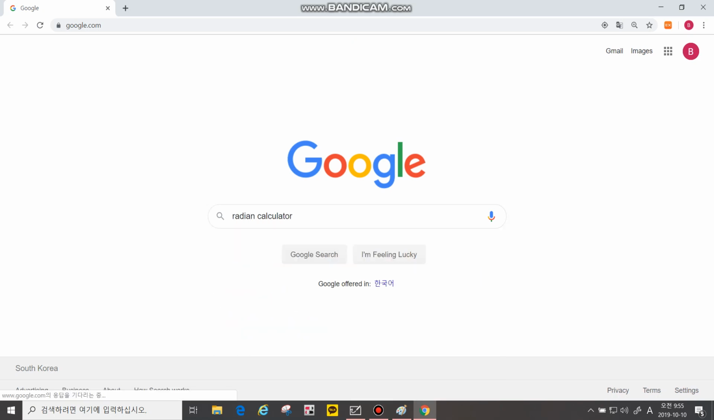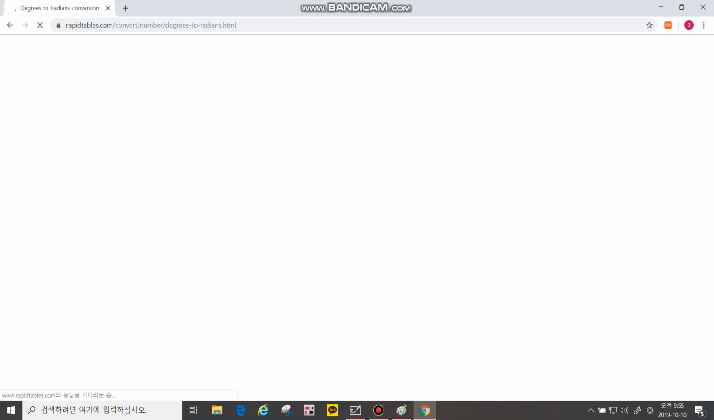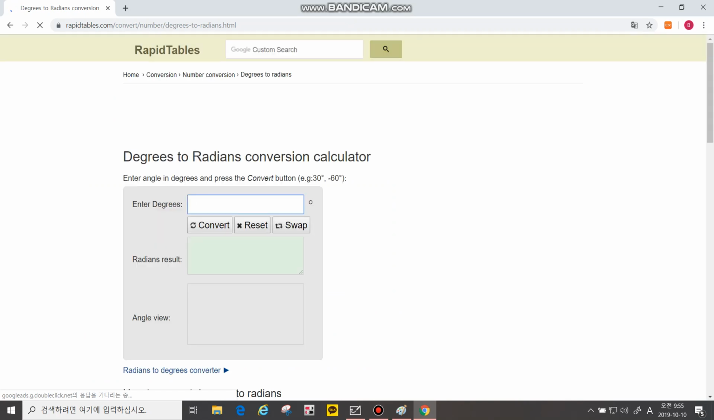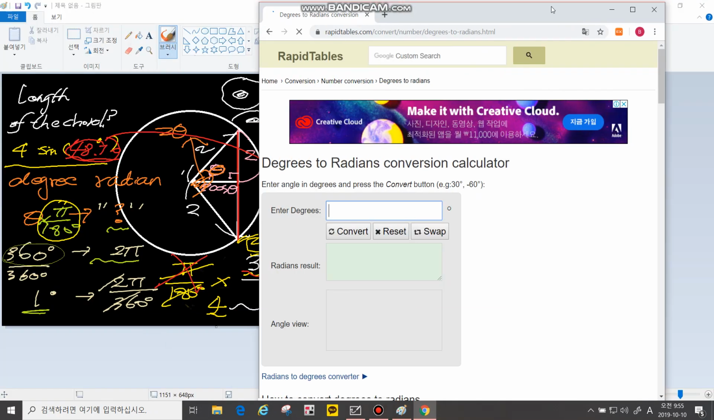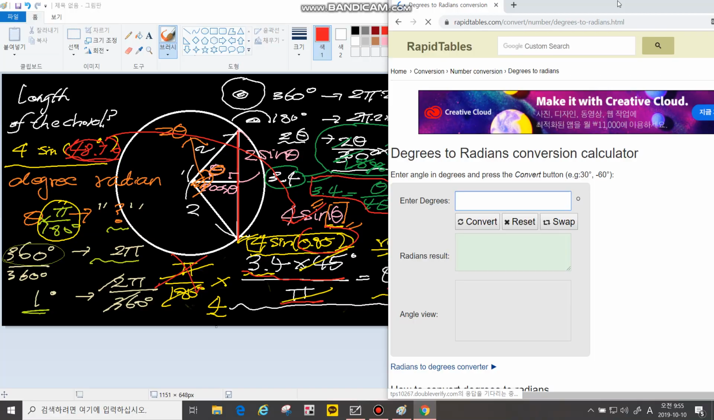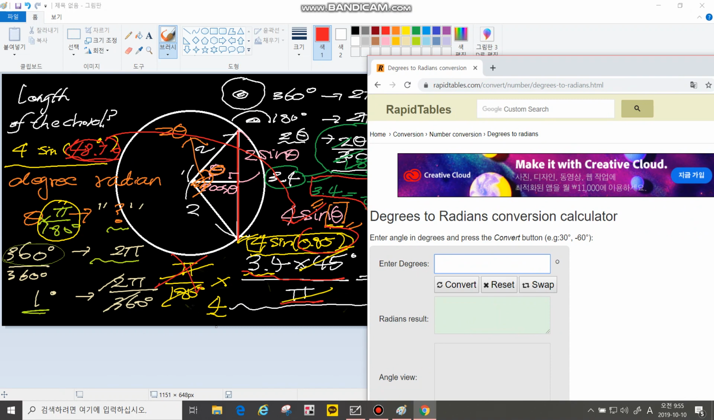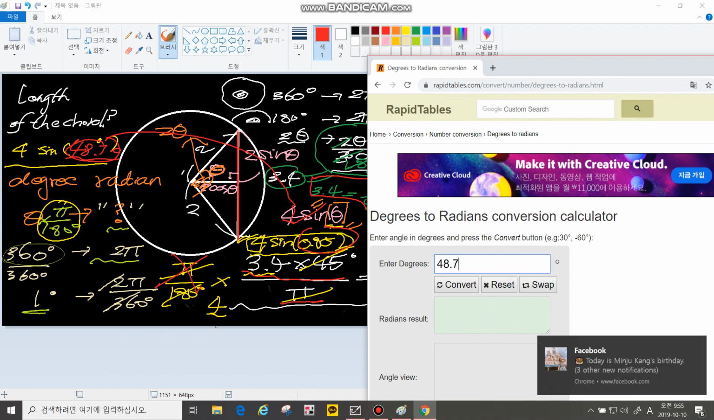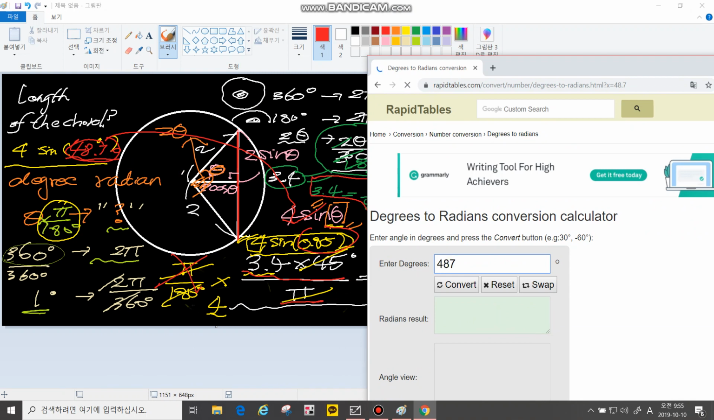Radian calculator. Degrees to radians conversion. So yeah, I actually do not want you to use this, but I just want to show you that what I did is right. So what we were given here was 48.7, right? Let's put that value in here. 48.7, right? Okay, something is weird. 48.7. And then convert, yeah.